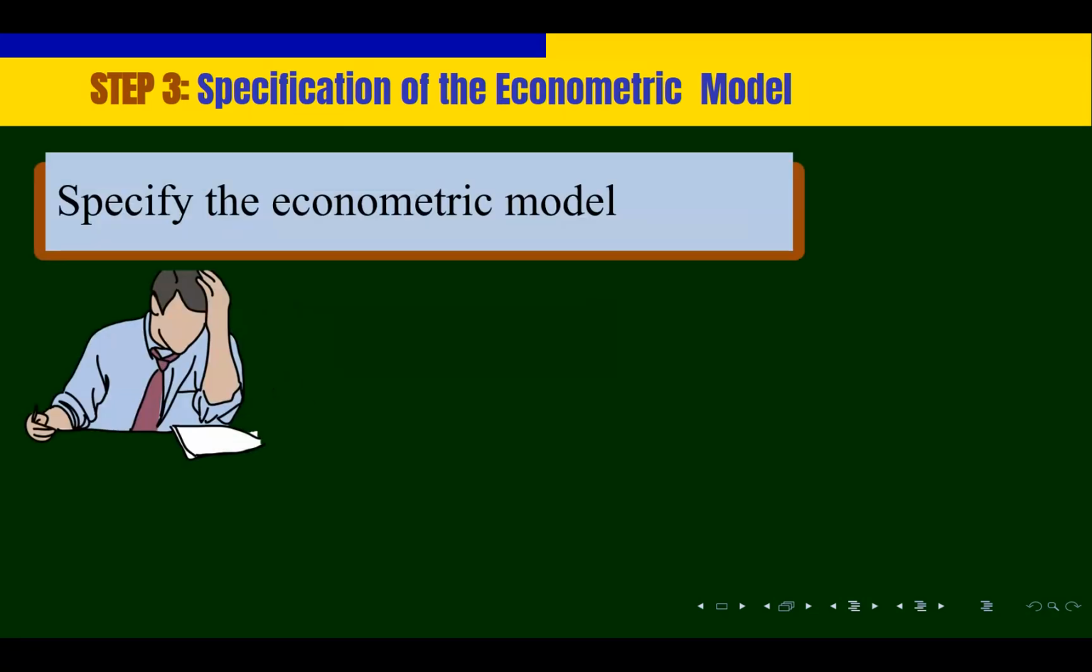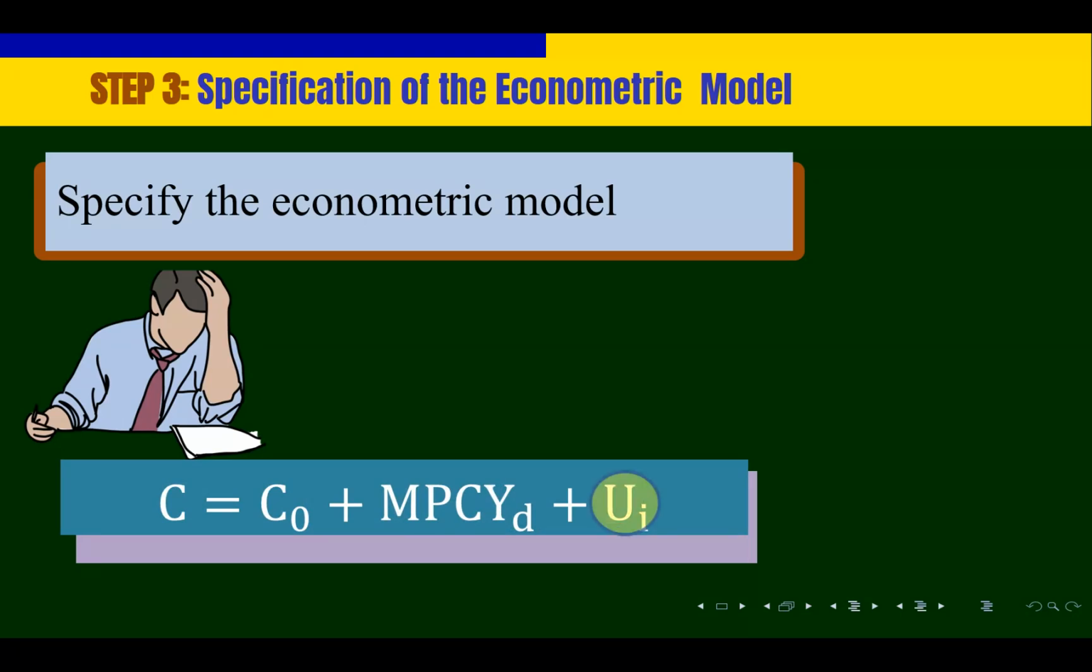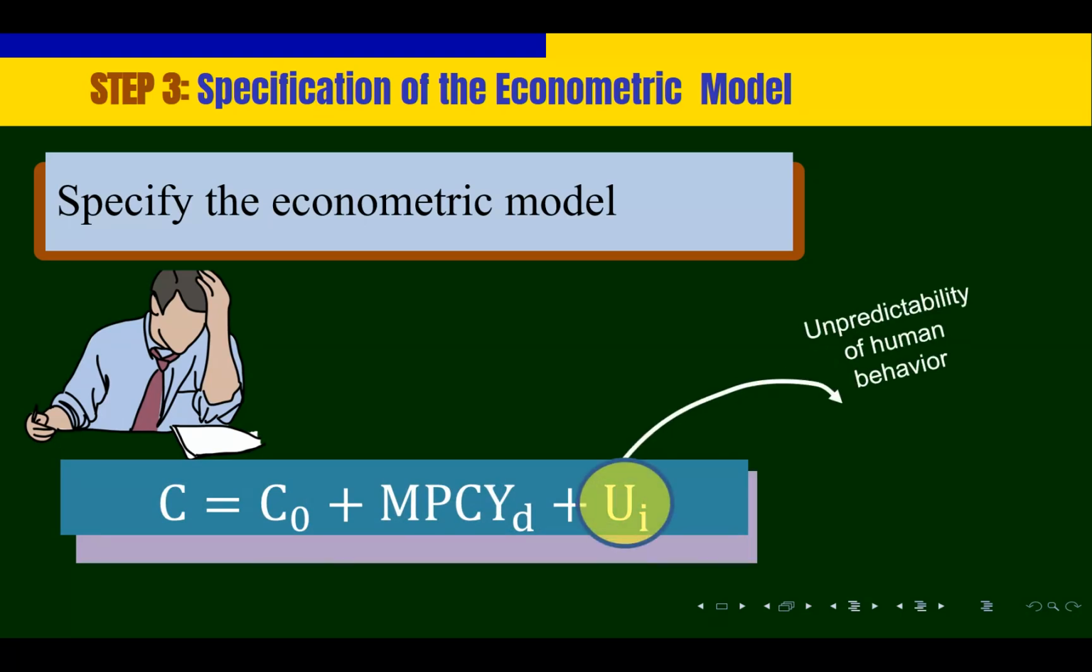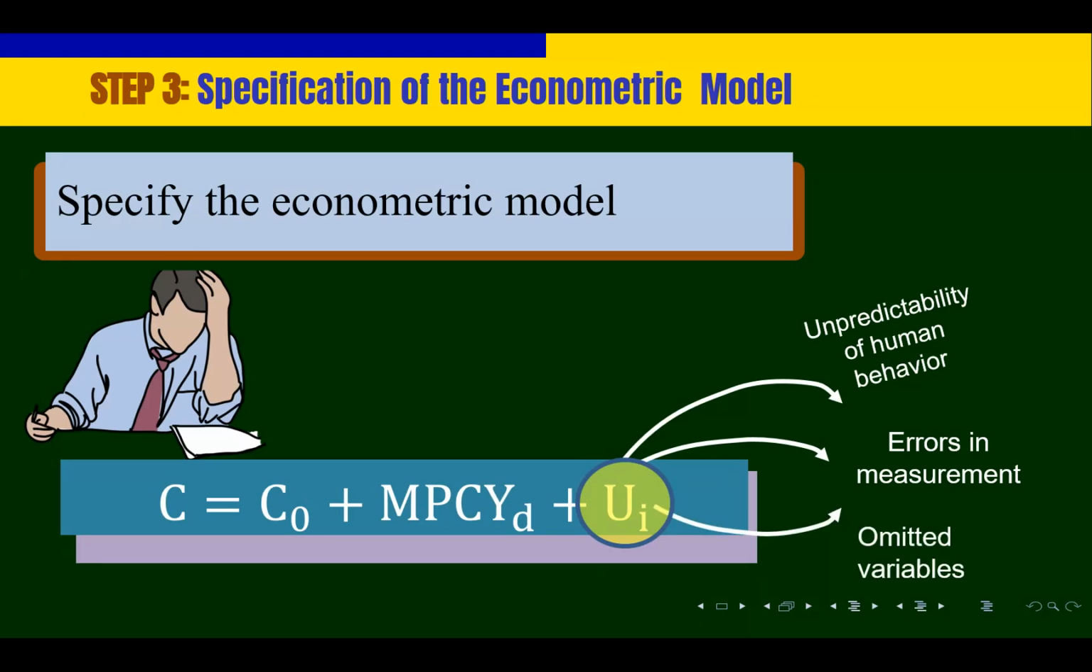We add a mysterious touch, a random disturbance term, to account for the unpredictability of human behavior, errors in measurement, and the shadows of omitted variables due to our limited knowledge. Now, let's discuss the desirable properties of an econometric model. These are like the qualities we want our model to have to ensure it's a good and reliable tool.